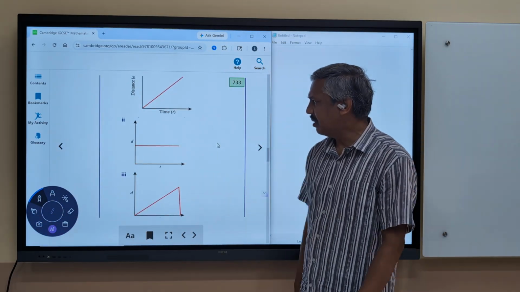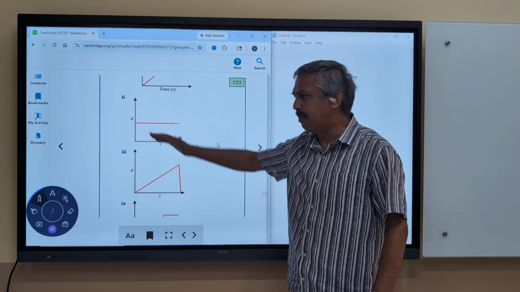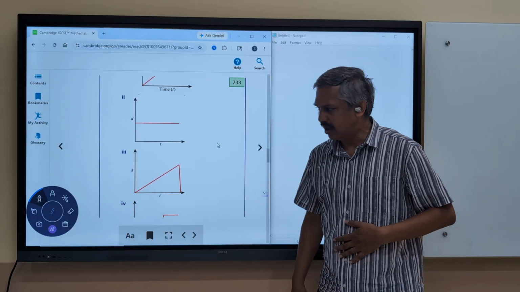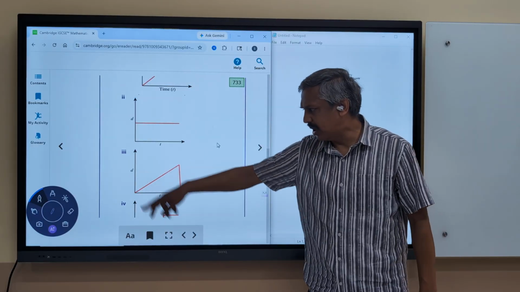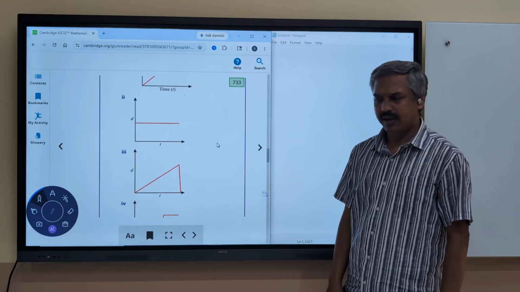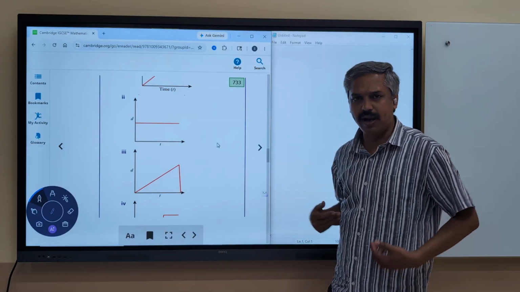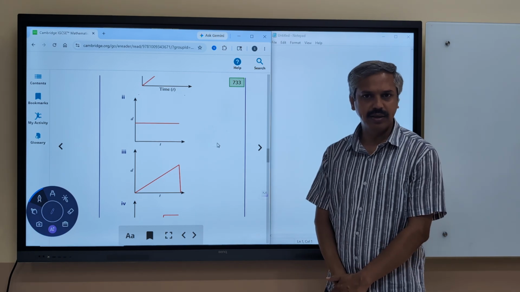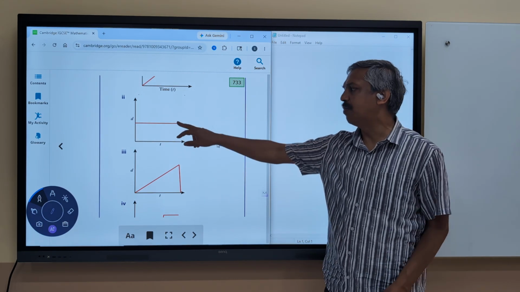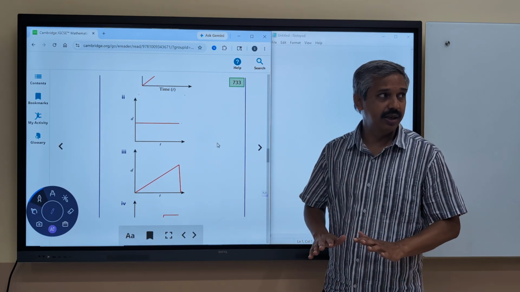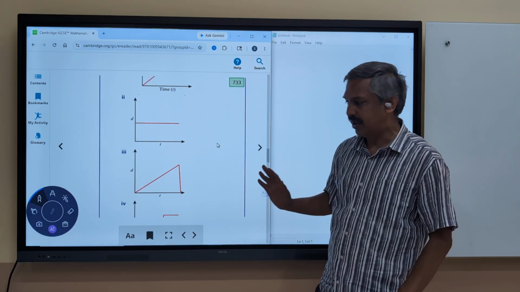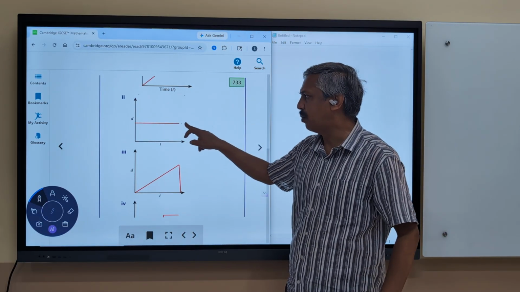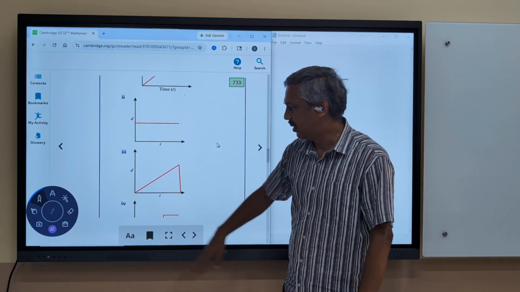Let's see the second graph, where the distance is constant. That means the object is kept here and I am here. The distance between us is 1 meter, and this 1 meter is maintained throughout. It is not moving. This is when we say the object is at rest or stationary. The time is going on, but the object is not moving, so the distance remains as it is.